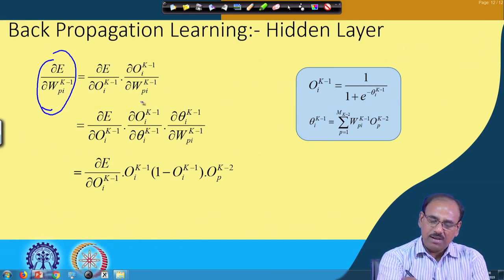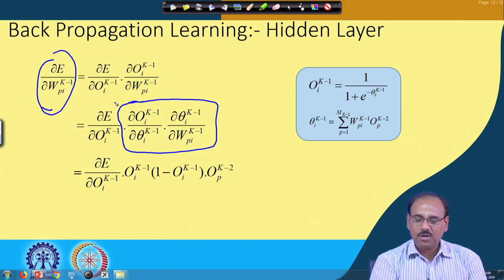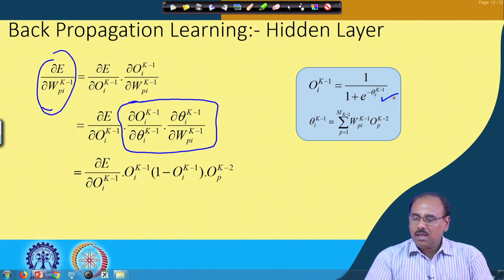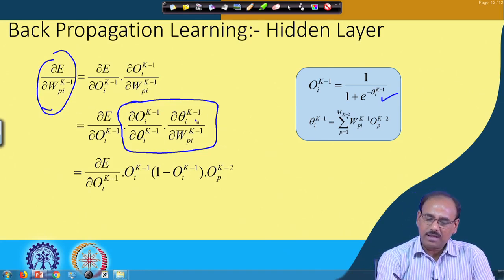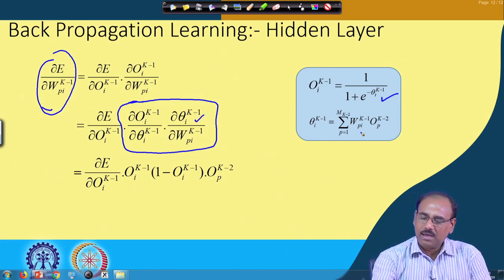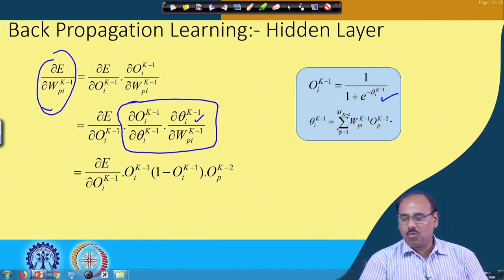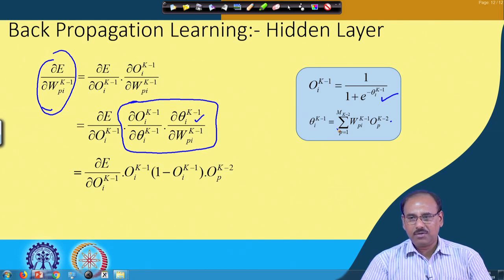So, these two are very simple, because I know that O_i^(k-1) is just the sigmoidal function of theta_i^(k-1), and I also know that theta_i^(k-1) is nothing but the summation of W_pi^(k-1) O_p^(k-2), where you take the summation from p = 1 to M_(k-2). You remember that we are considering the k-minus-second layer.